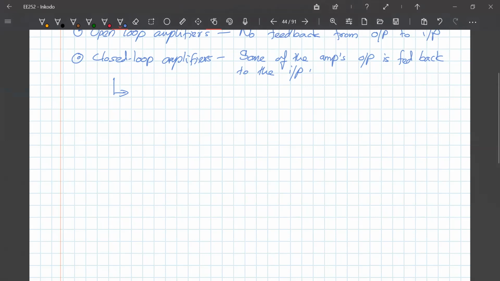There are other advantages, like we can reduce the effects of noise. As well as we can increase the input impedance and reduce the output impedance, or the other way around. For a current amplifier, we can increase the output impedance and reduce the input impedance. So by controlling the way we do the feedback, we can improve the input and output impedance, as well as the bandwidth. What are the frequencies that can actually get amplified using this amplifier? So these are all good properties.